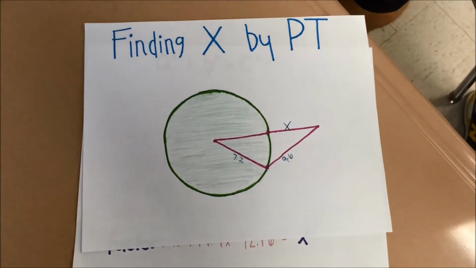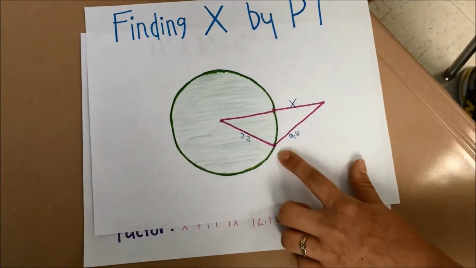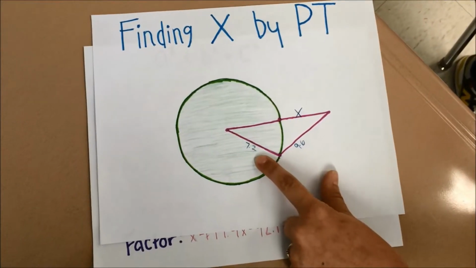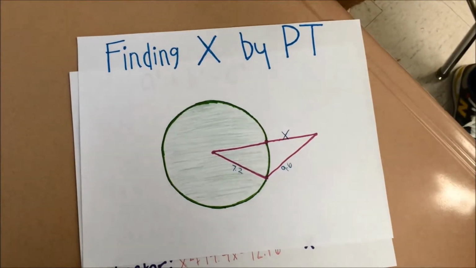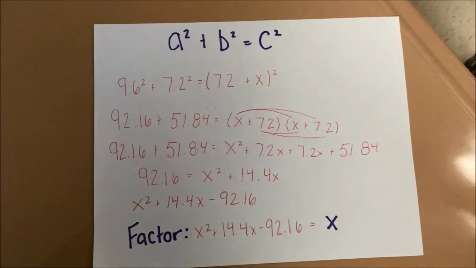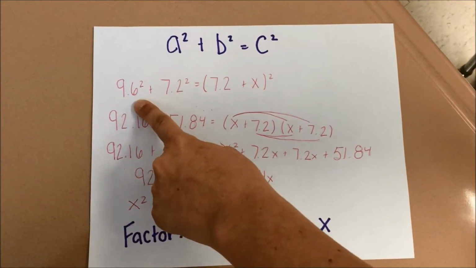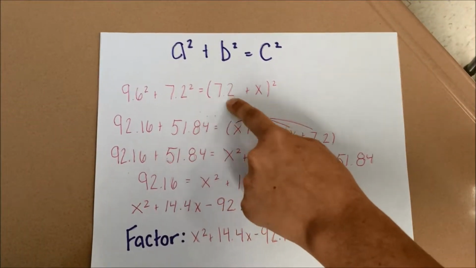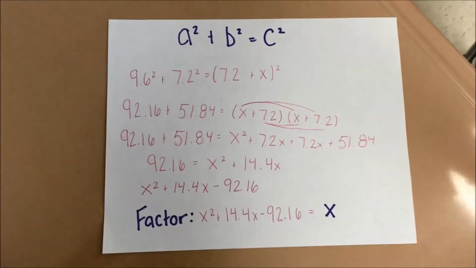To use the Pythagorean theorem for this problem, we need to find x, and you know the radius is 7.2, and then this other side is 9.6. You would use the equation a squared plus b squared equals c squared. So for this side, 9.6 squared plus 7.2 squared equals (7.2 plus x) squared, because the other missing side was 7.2.